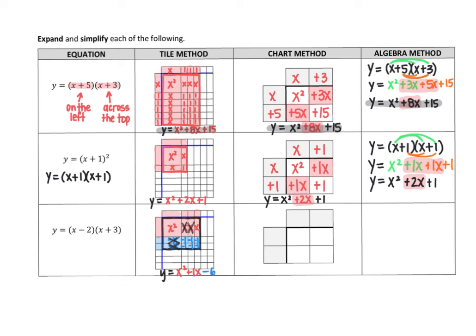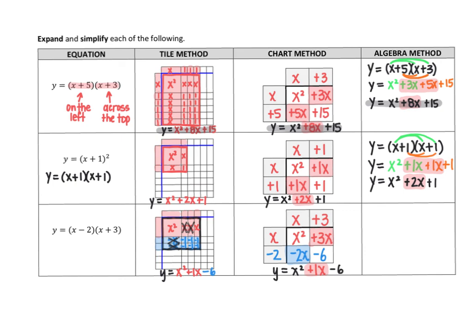In our chart method, we'll have x minus 2 along the left-hand side, and then we'll have x plus 3 along the top. x times x will give us x squared. x times 3 will give us 3x. Negative 2 times x will give us negative 2x, and negative 2 times positive 3 will give us negative 6. We'll collect our like terms so that negative 2x and positive 3x will give us 1x. Our expanded form will be y equals x squared plus x, or 1x, minus 6.